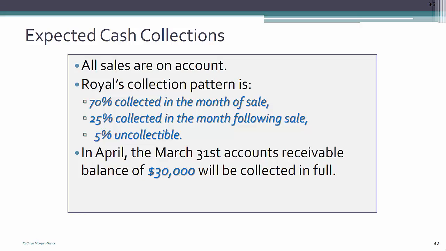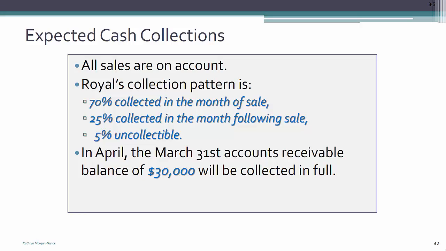Because all sales at Royal are made on account, the company does not collect all of its revenue in the month of sale. Hopefully this makes sense. In order to prepare the cash budget, we need to predict how much estimated cash collections will be made in each month. That's where some additional assumptions are made.